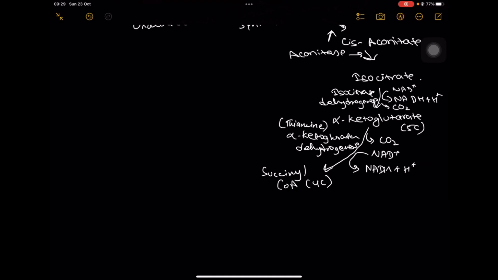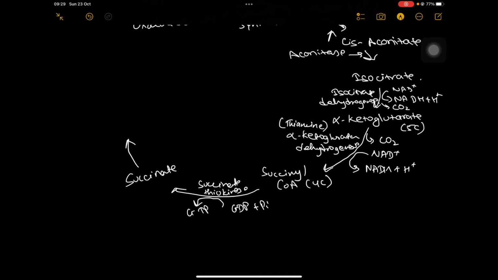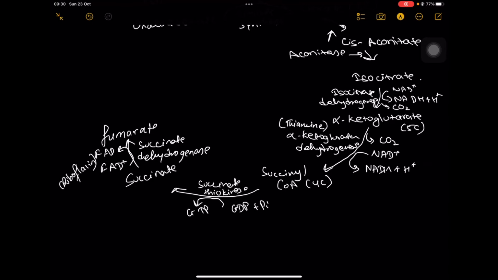Now this succinyl-CoA will convert into succinate by the enzyme succinate thiokinase, and here a molecule of GDP will convert into GTP. Now this succinate will convert into fumarate by the enzyme succinate dehydrogenase. And in this step, FAD is converted into FADH2, and here riboflavin acts as the cofactor for this step.